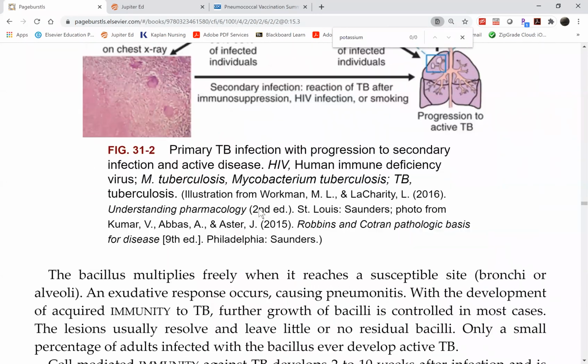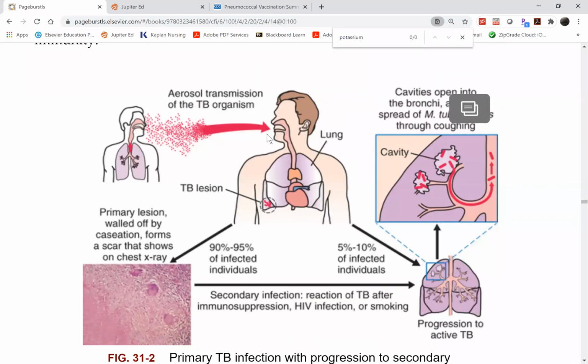So this is how the organism is passed. It's aerosol transmission. You don't have to do anything. You don't have to be close to the person. You just have to be in the same room with them, in the same train car, for instance. So basically, you're breathing the same air this person is breathing, and that's how you get the organism. So chances are all of us have been exposed, but not all of us will get infected, right?